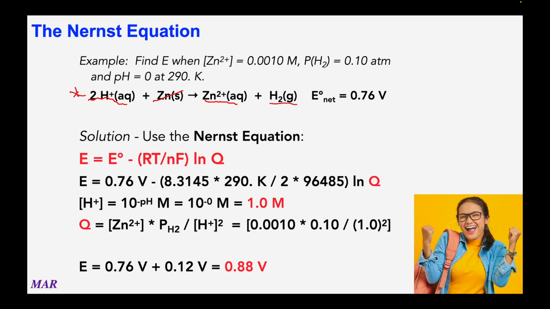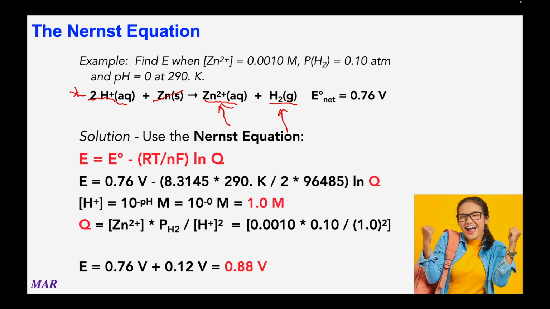Then when you plug this all together, the standard cell potential, 0.76 volts, plus all the minus RT over nF natural log of Q stuff gives you positive 0.12 volts. So when you add those two together, you get positive 0.88 volts. That's the cell potential under these non-standard conditions. So in this case, it becomes more positive.